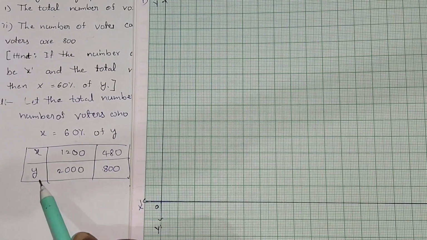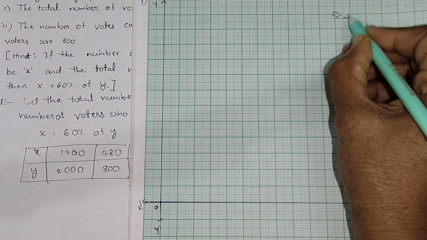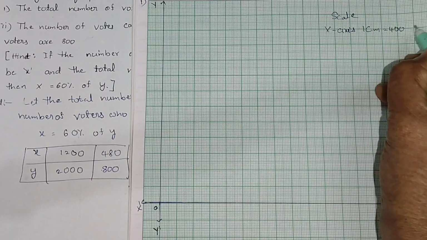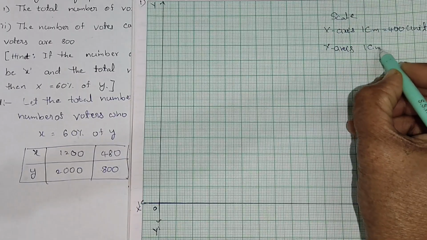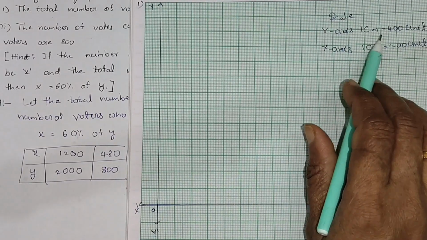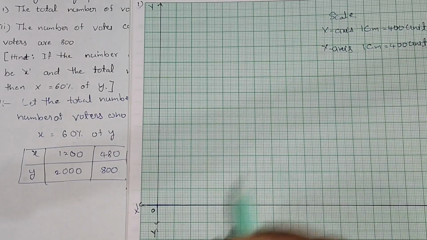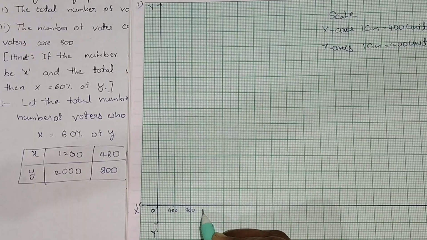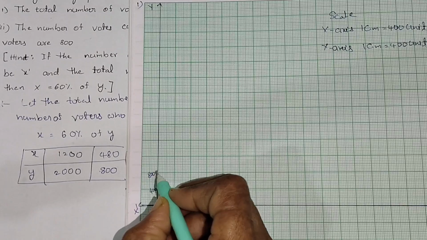Here the first x, y points, 800 and 2000, are given. So first we write the scale. Scale: x-axis, 1 centimeter equal to 400 units, and y-axis, 1 centimeter equal to 400 units. So this is the scale. Here, first to here is 1 centimeter, so 400, 800, 1200. We write the scale. Same on the y-axis, also 400, 800.